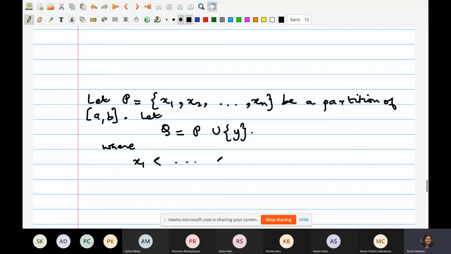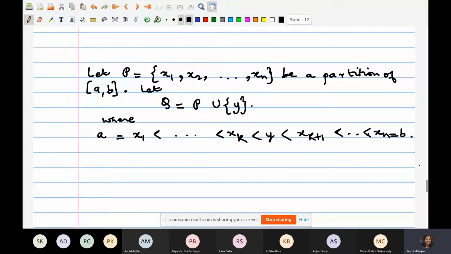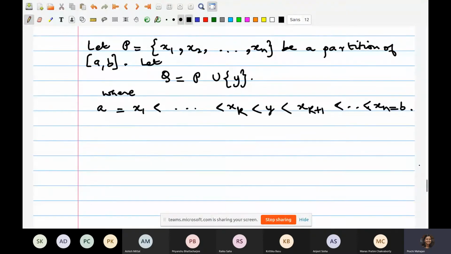So what I mean is I have xk, I have y, and then I have x_{k+1} and all other points. So xn is the point b and x1 is the point a. This is by the definition of the partition. So Q is another partition of the interval [a,b]. Q has more points than the partition P. It has one more point. So let's compare the upper sum with respect to the partitions Q and P.